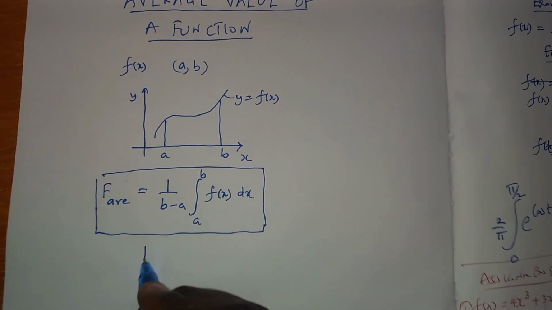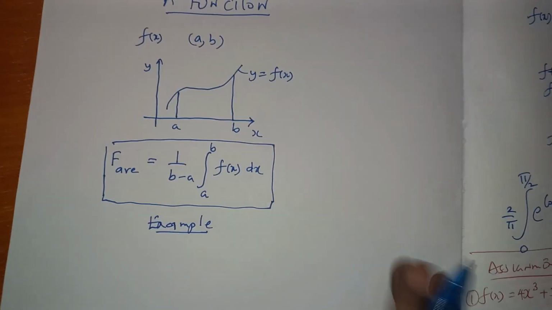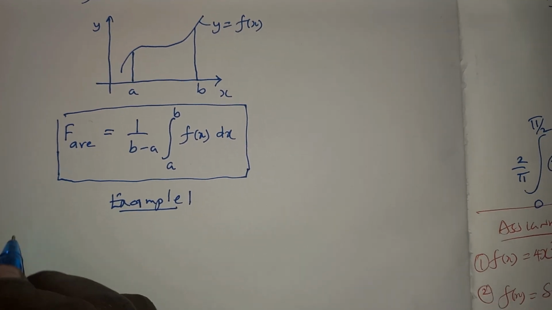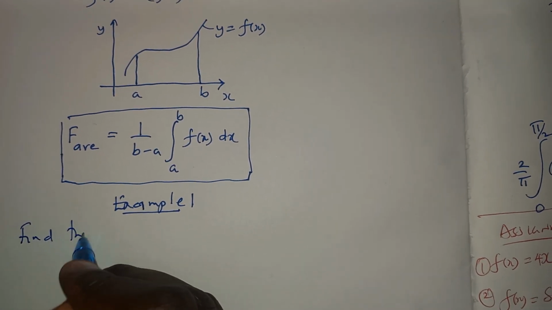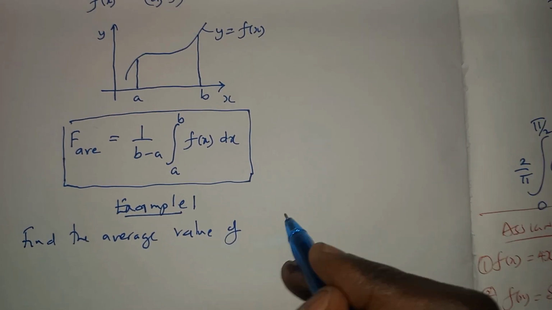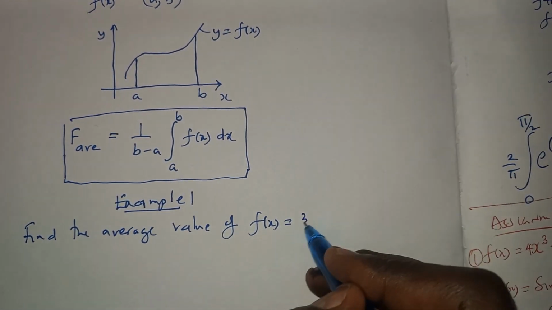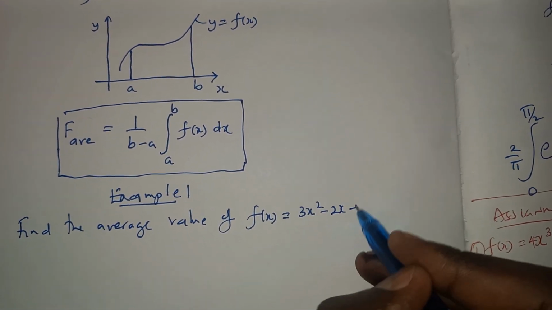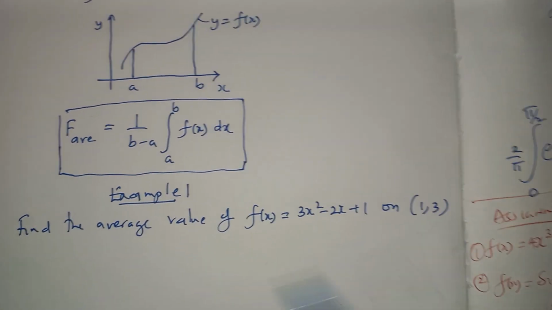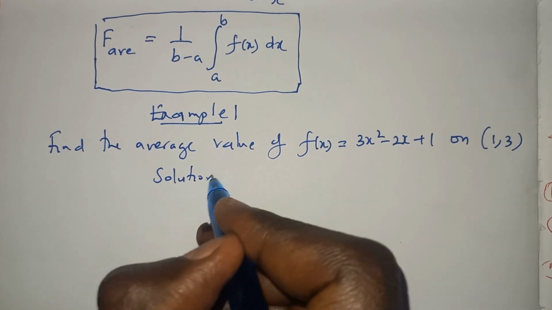So let's look at an example. You can call it example 1 if you wish. Find the average value of f of x is equal to 3x squared minus 2x plus 1 on the interval 1, 3. Now, let's look at the solution to this problem.